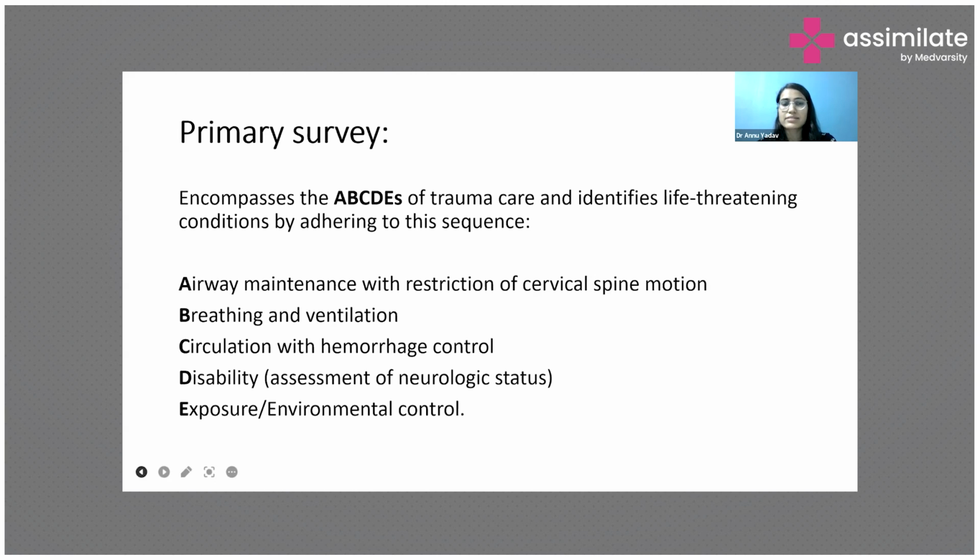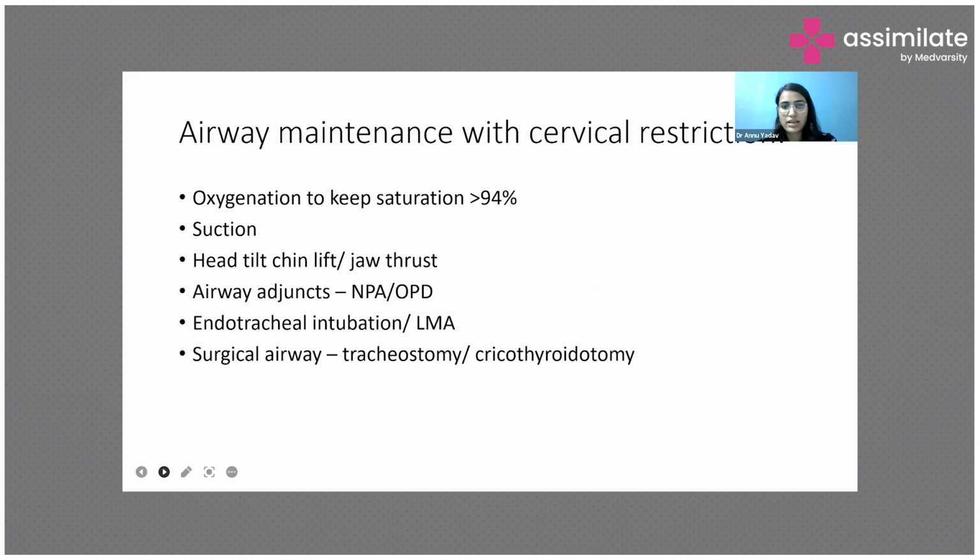Disability is basically to assess the neurological status of the patient and pupillary reactions. Exposure is basically when you expose the patient, you see any long-bone injuries, and environmental conditions like hypothermia, if the patient is having it.